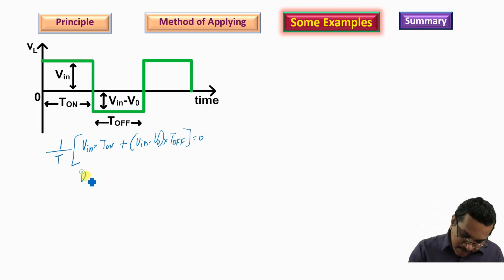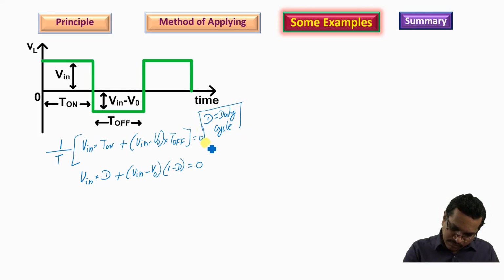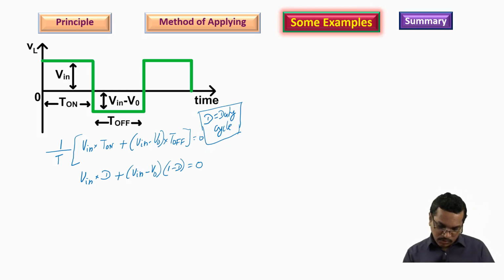If we do that, we will get V in into T on by T, which is now well known to be the duty ratio D, plus V in minus V naught into T off by T, which will be 1 minus D. D is the duty ratio in this case also. Though it is well known, I will indicate it for additional clarity: D is duty cycle, which is again given by on time by total time.